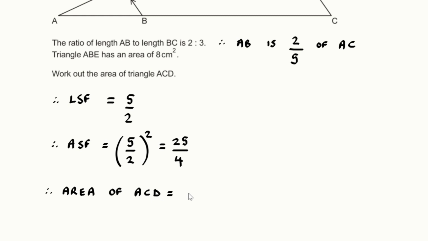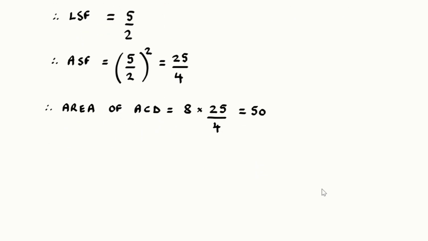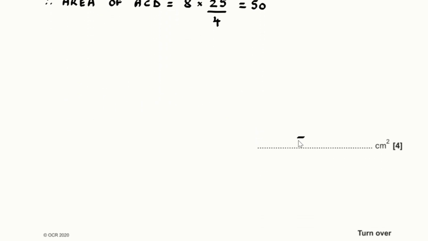ACD, I've got 8 multiplied by 25/4. 2 times by 25 is 50. So the area is 50 centimeters squared.